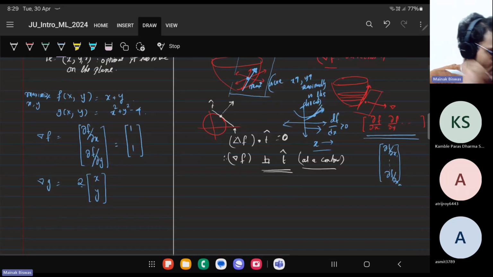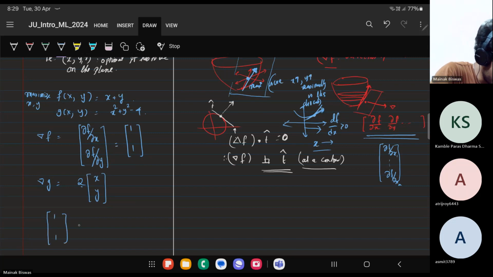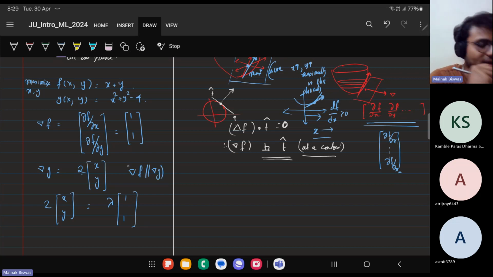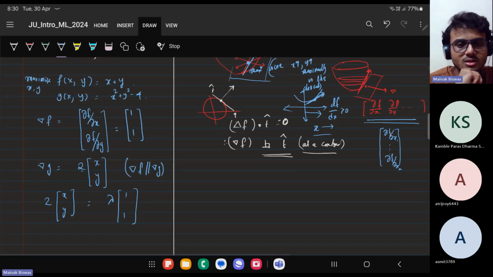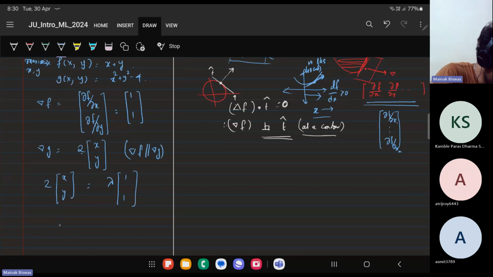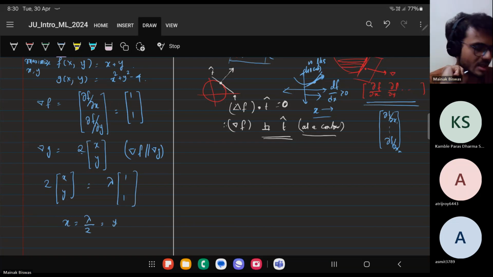So what did we see? They have to be parallel to one another. Therefore, (2x, 2y) has to be equal to lambda times (1, 1). Yes or no? To show that these directions are parallel. Okay. So what are the values of x? x is equal to lambda by 2, equal to y, right? Any doubts?